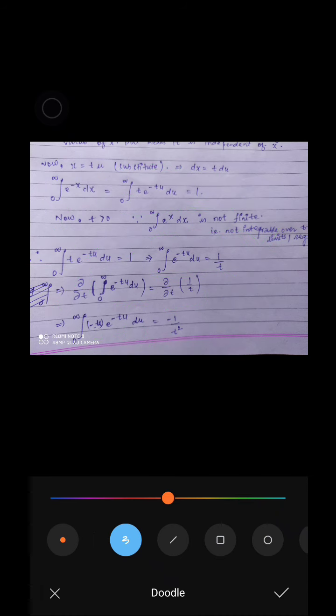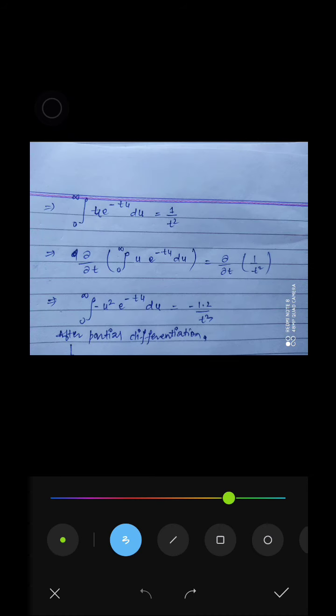So let me summarize what I have done until now. From this equation, substitution of x equal to t mu led me to this equation, and from this equation, considering t as constant, I got up to this equation, and partial differentiation with respect to t leads me here. This is the summary till now. Now we are up to this equation, and there was a minus sign on both of the sides which I have cut down.